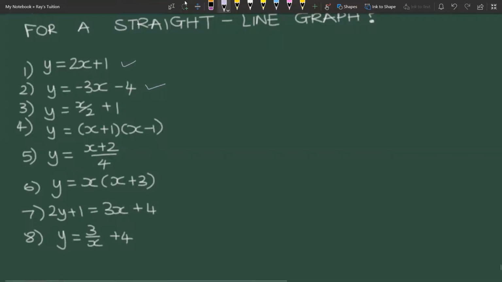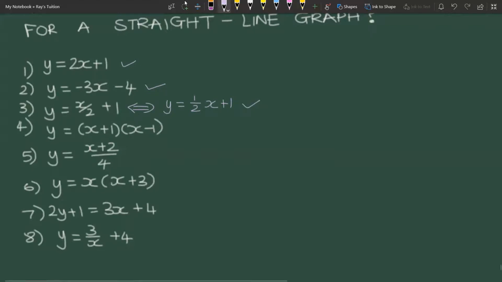Number 3 is where a few students get a bit confused. They see x in a fraction and they immediately think that it's not a linear function. I would like to remind you that you can write this as y is equal to a half x plus 1. These forms are the same, and if we write it in this form, it is very clear that this is a linear function of x. So yes, it is a straight line function.